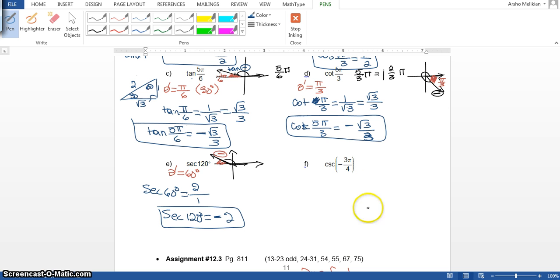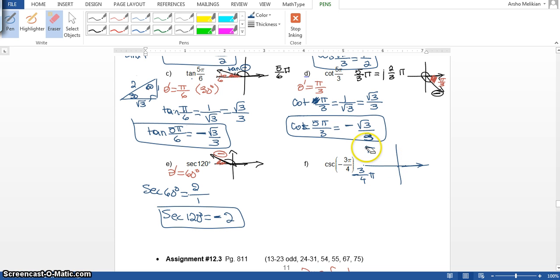Okay, here we have a negative angle. Cosecant of negative 3 pi over 4. Negative 3 pi over 4 means negative 3/4 of a pi. We know that the straight line is pi. 3/4 of a pi means we're here. Is it negative? Negative. Good job. And then is the reference angle 1/4? Yes.